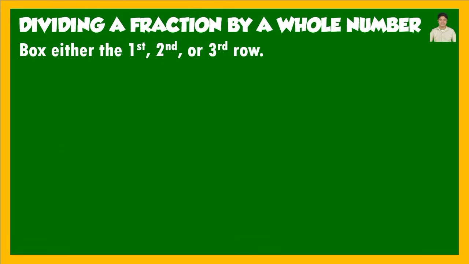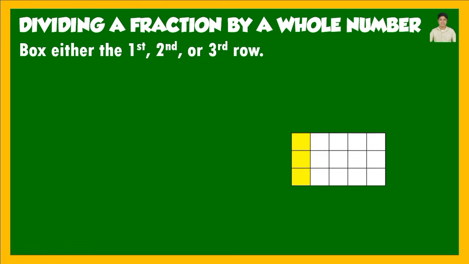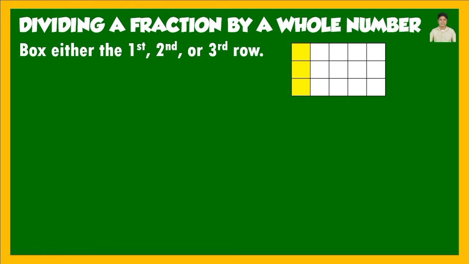Next, box either the first, second, or third row. So, ayan. Alin man dyan ang gusto nating i-box, first, second, or third row. Okay, so kanina first and second row lang kasi divisor niya is 2. Ngayon, divisor niya is 3. Kaya 3 po yan, hanggang third row. So, ibabox natin yung first row na lang. So, second row ang binox nyo, wala namang kaso.